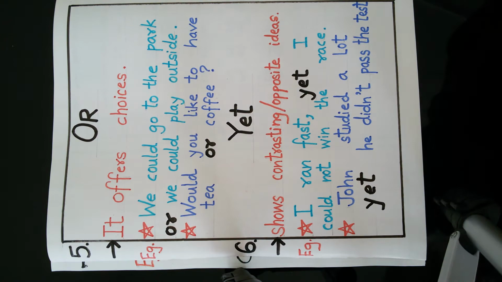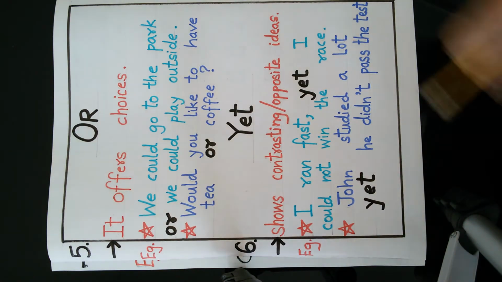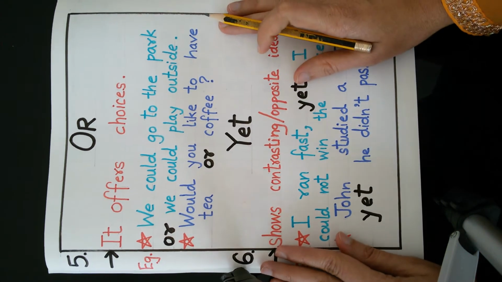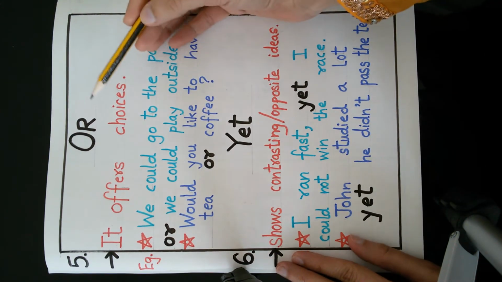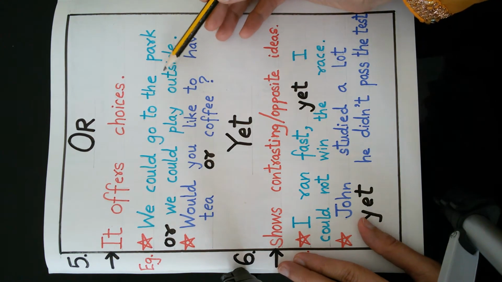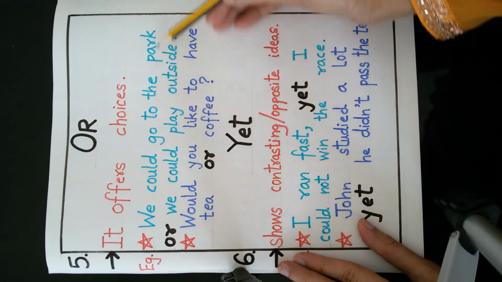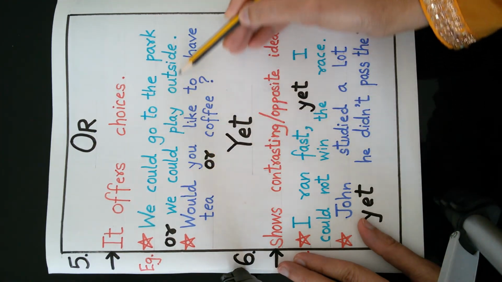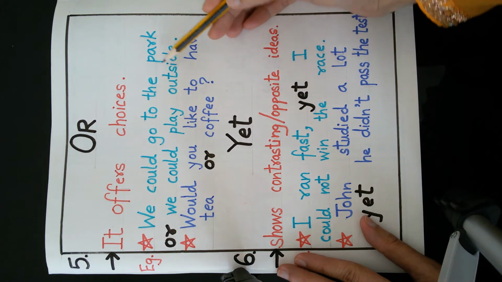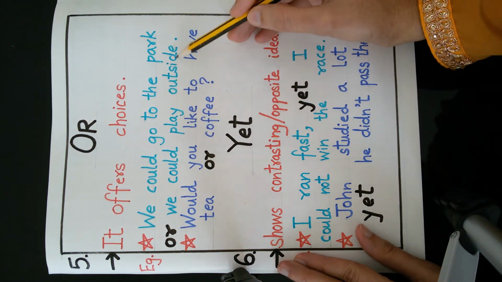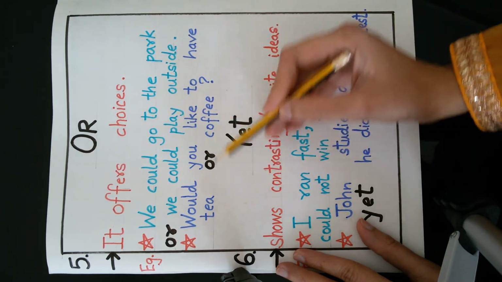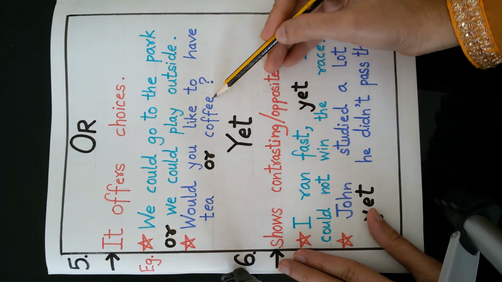Let us see the next conjunction, or. Or is used in a sentence when we have a choice. We could go to the park, or we could play outside. So in this sentence, we have a choice. We can go to the park or we can play outside. Would you like to have tea or coffee?